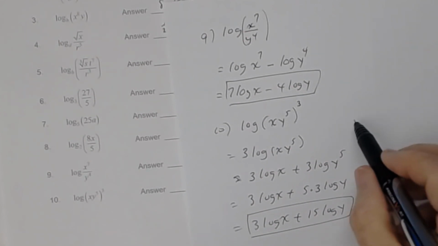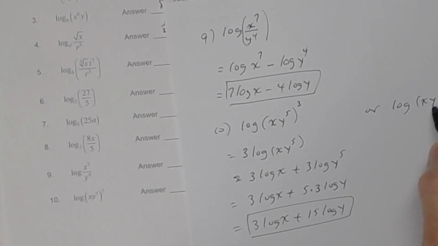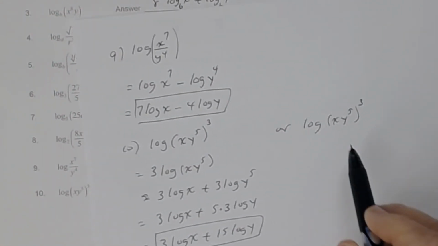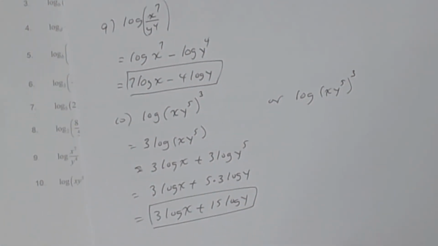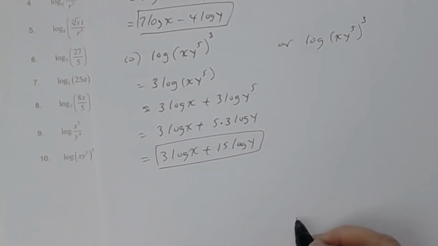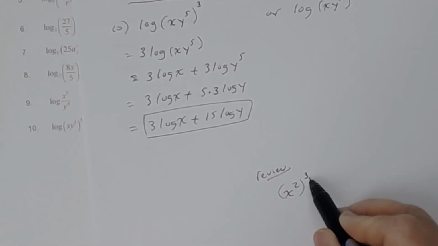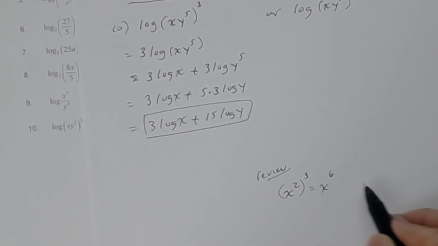Now I want to remind you about something. Someone else could have done it this way. So you have the log of x y to the 5th raised to the 3rd power. Okay, so I want to remind you about this fact. Remember one of the properties you learned in a previous course, I'm going to write it like this. If you have, let's say, x squared raised to the 3rd power. When you have a power raised to a power, there's a power to a power rule, you multiply exponents. So this becomes x to the 6th power, right?